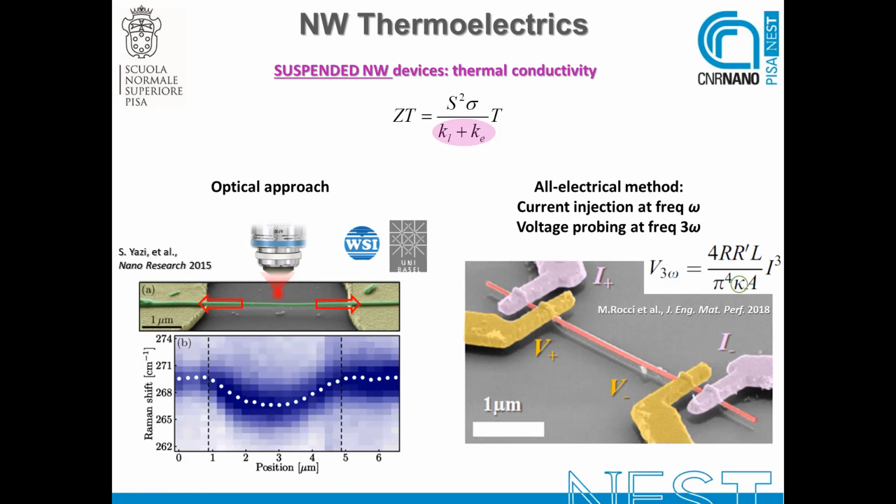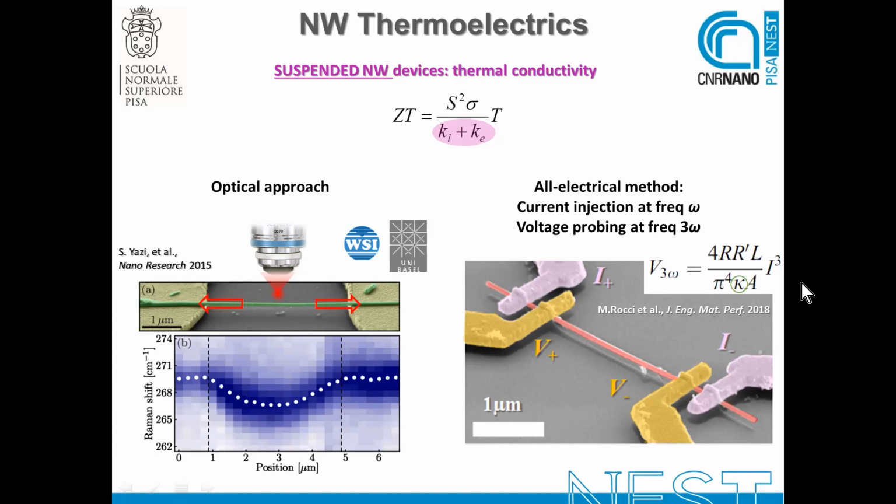Well, this method actually is known as the 3 omega method, and consists in feeding the suspended nanowire with a current, an electrical current, picking up the third harmonic of the voltage drop, and from this third harmonic extracting, by resorting to an analytical dependence, the thermal conductivity. So here you see the device architecture. So your nanowire is suspended onto a substrate, and it is contacted with 4 electrodes. The external electrodes are used to feed the current. The internal electrodes are used to detect the voltage drop.